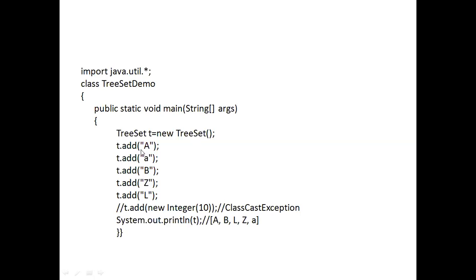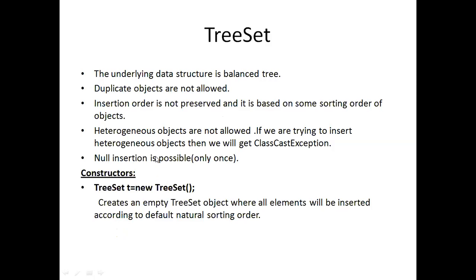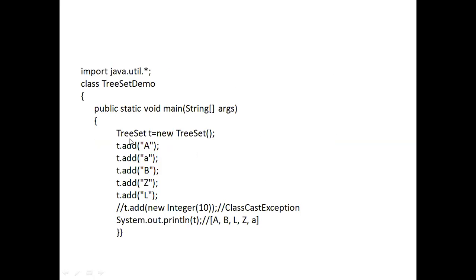Now I am going to add elements in the TreeSet. Already we have discussed that heterogeneous objects are not allowed. So t.add("A"), t.add("B"), t.add("b"), t.add("Z"). In some sorted order, it will be stored in your TreeSet, for example based on the ASCII values of A, a, B, Z, L. I have given this in the comment line.